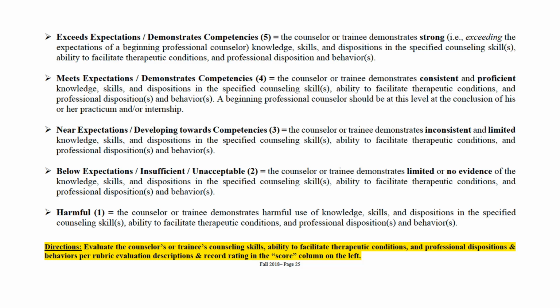We don't expect perfection. We know that Jesus Christ was the only perfect human that lived. And so last time I checked, none of us are Jesus, which is a good thing. And so we want to aim for that 5. But 4s and 3s are okay.